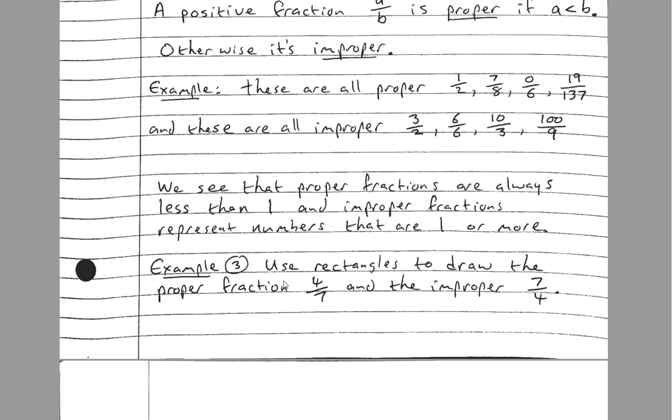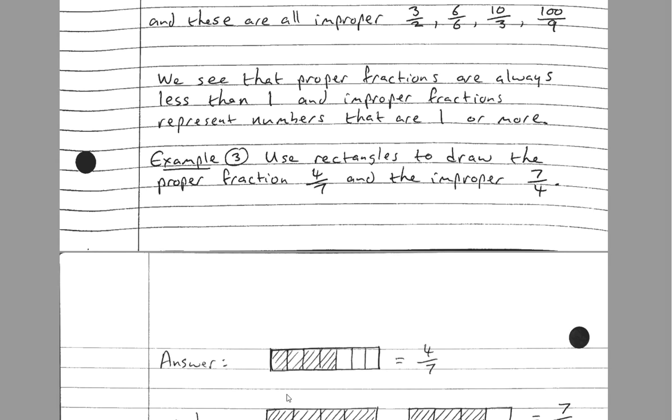Example 3 here. Use rectangles to draw the proper fraction 4/7, and also the improper fraction 7/4. Okay, so these are two different fractions, the same numbers, but top and bottom switched. Okay, so let's see what they look like.